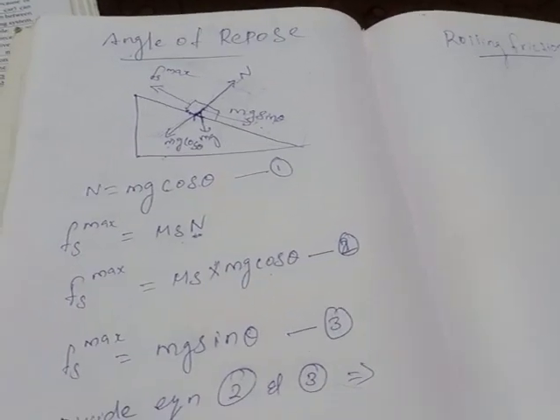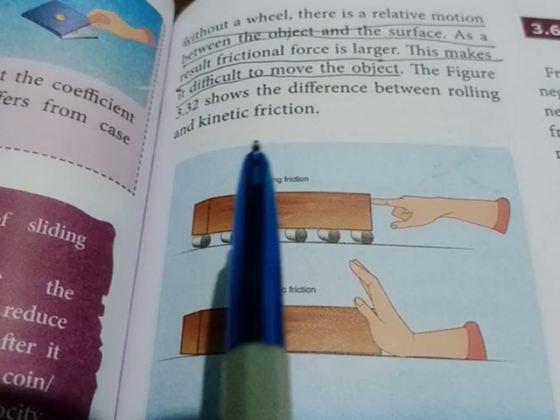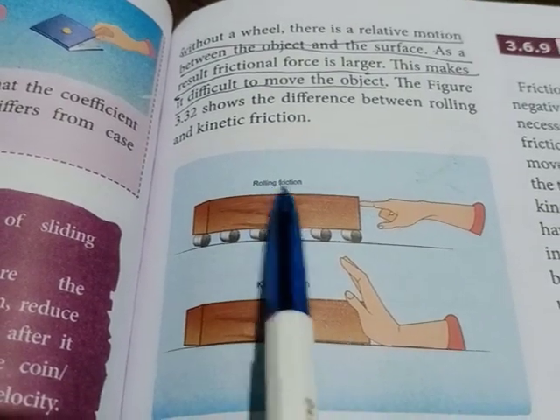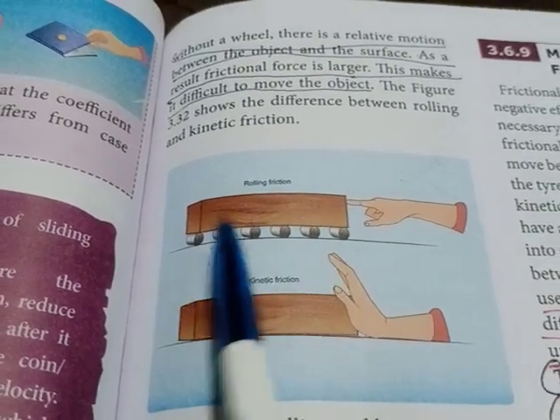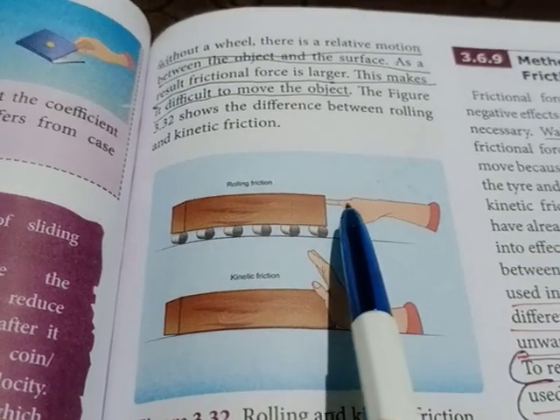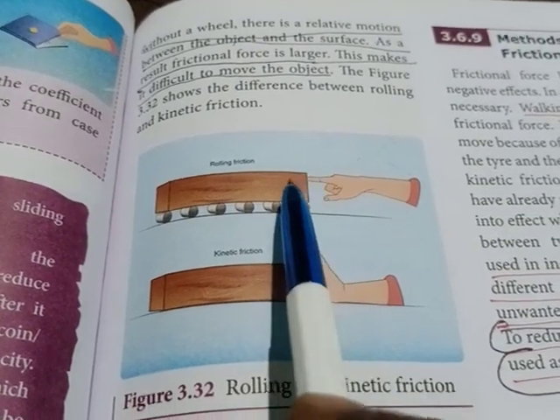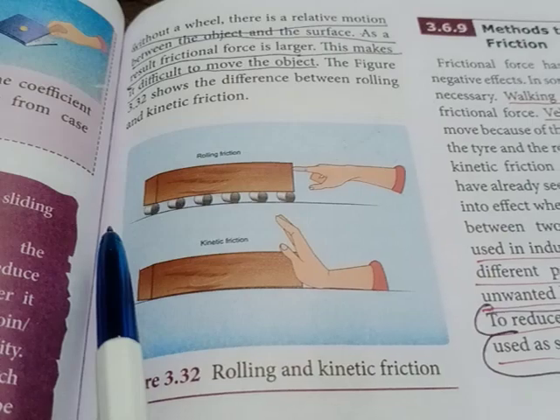You can see all this in this diagram. Here are two objects. This one is a rolling motion. With the wheel, you are moving this object easily. You see here he is using one finger, so we can easily move this object.